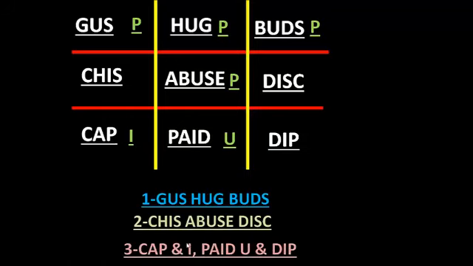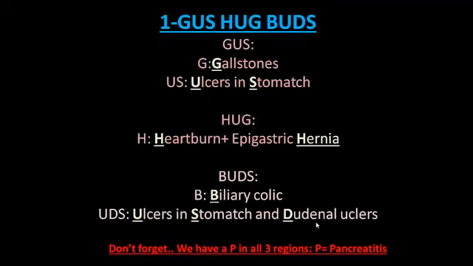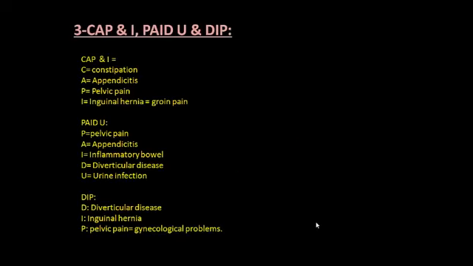So the three sentences that are going to help us to learn the differential diagnosis of different abdominal pains are going to be Gus hug buds, Chris abused disc, and CAP and I paid you DIP. I know that it might seem a bit funny at first, but trust me, it's really helpful if you're trying to learn the differential diagnosis of abdominal pains for the first time. And then after that, with practice, you could learn these differential diagnoses of different abdominal pains in an easier way. So I summarized what I already said in these 3 slides.